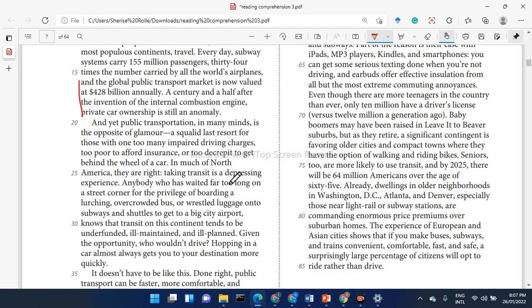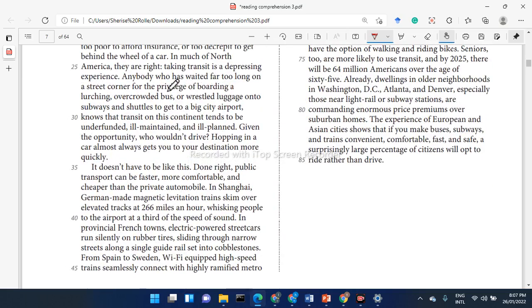Anybody who has waited far too long on a street corner for the privilege of boarding a lurching or overcrowded bus, or wrestled luggage onto subways and shuttles to get to a big city airport, knows that transit on this continent tends to be underfunded, ill-maintained, and ill-planned. Given the opportunity, who wouldn't drive? Hopping in a car almost always gets you to your destination more quickly. It doesn't have to be like this. Done right, public transport can be faster, more comfortable, and even cheaper than a private automobile.